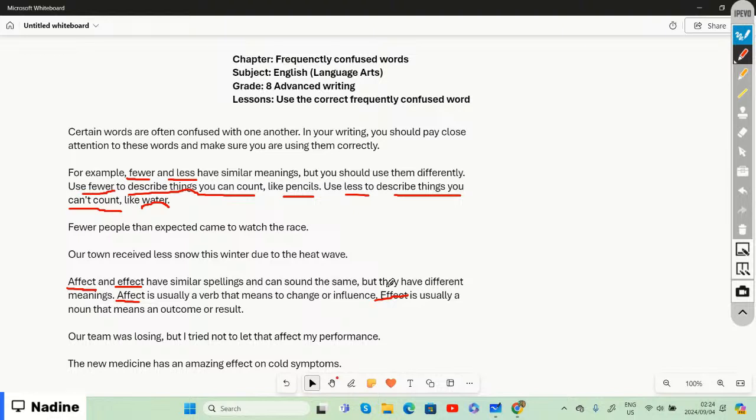Because affect is a verb that means to change or to influence. And effect is a noun, which means the outcome or result, the effect of something. Let's say, for example, you guys have a bullying rally at school, or something like that. After that rally, after you made posters, after you protested outside the school building or the union building, now we need to see what the results are going to be. That is what we mean by effect, the effect of the march.